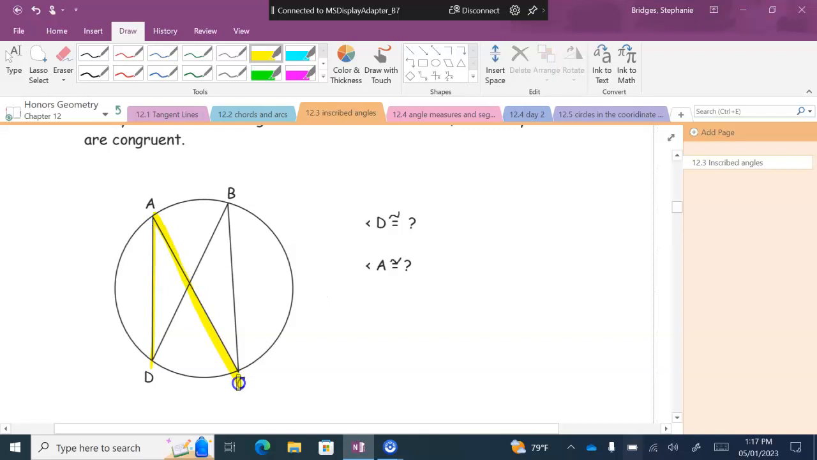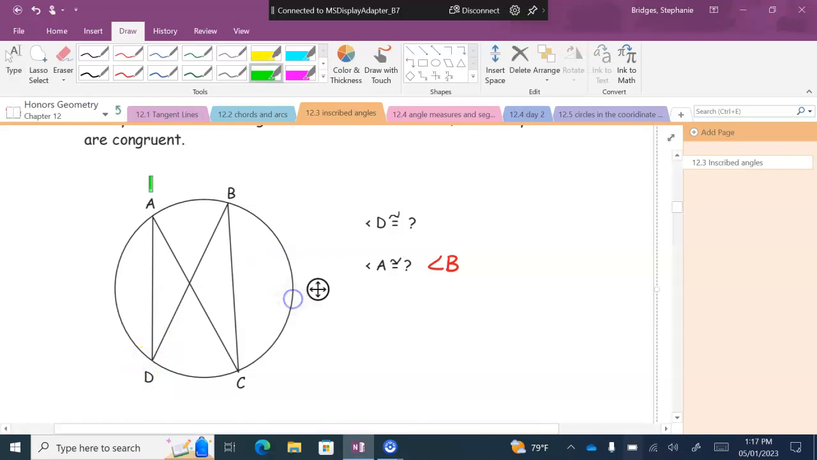What arc does it intercept? DC, right? Does everybody see that? Yes. All right, I'm going to highlight angle B. What arc does it intercept? DC. So do you see how angle A and angle B cut off the same arc? So that means those two angles are going to be the same measure. So angle A is going to be congruent to which angle? Angle B. Okay. And then we can look at the other two.